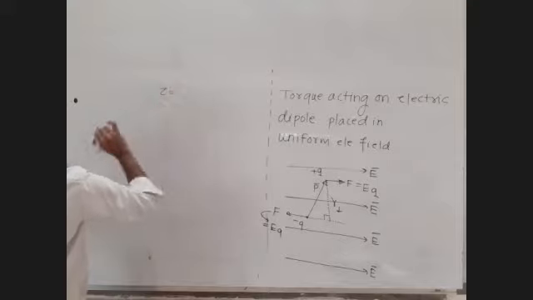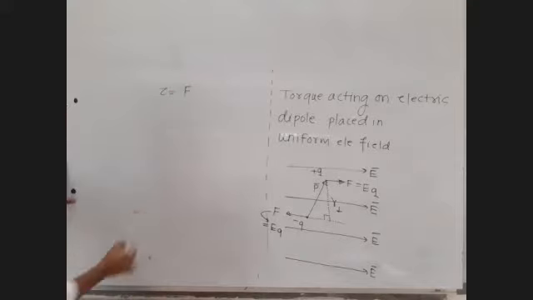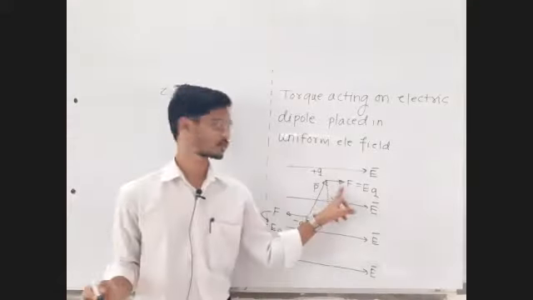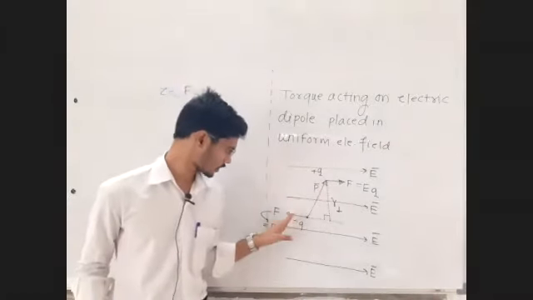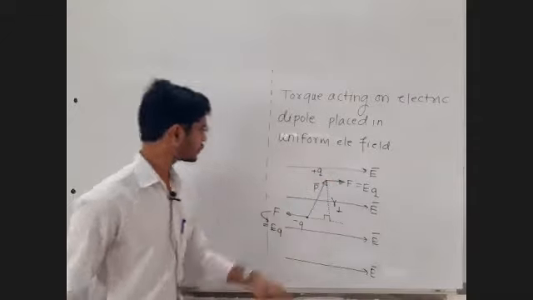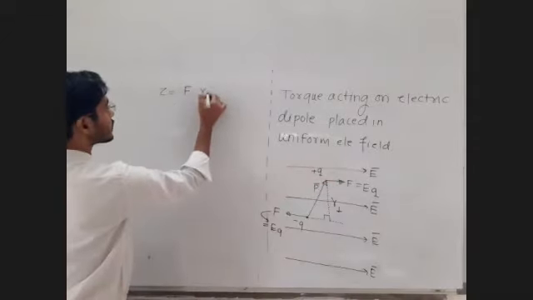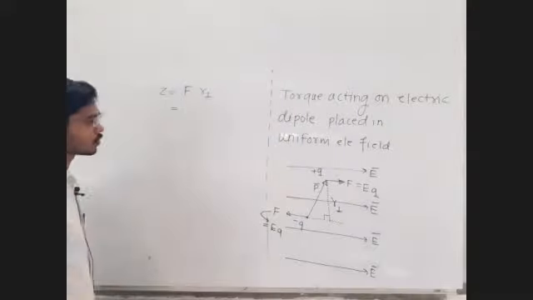Torque tau is equal to one of the forces. Out of the given forces, you have to choose only one force, multiplied by the perpendicular distance between them. So F into r perpendicular is the answer.